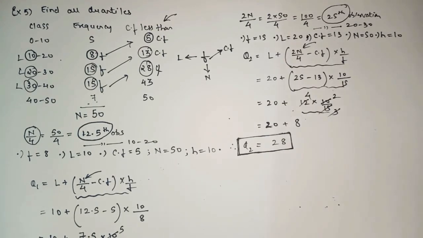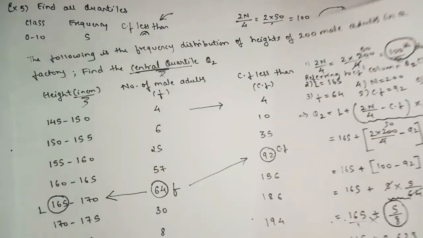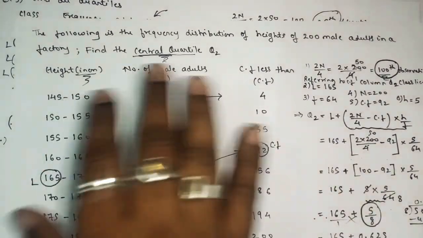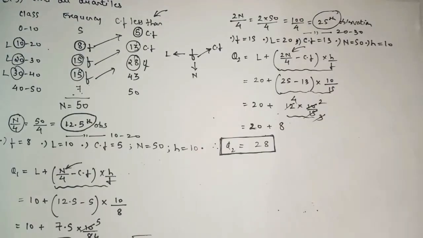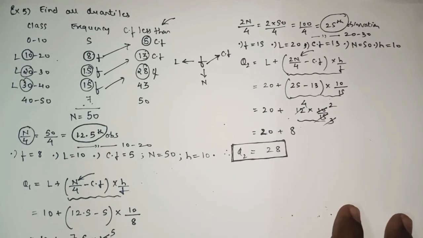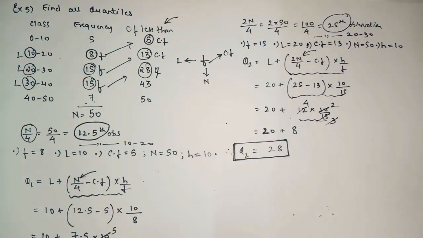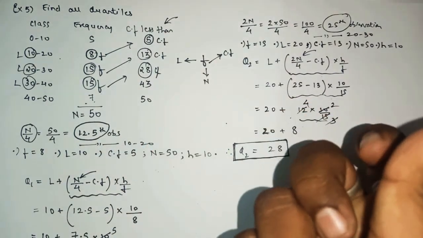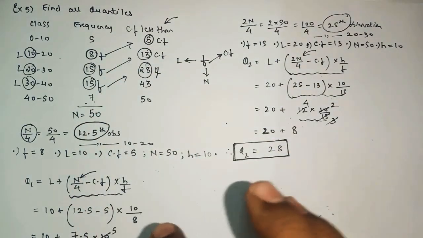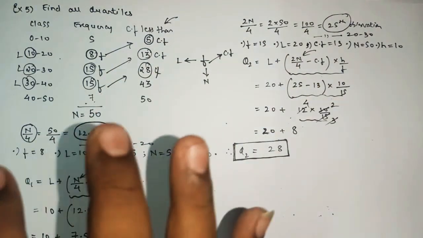As for type number 3, we took two examples. In the previous sum, we had to find only the central quartile, and in the second example, we had to find all the quartiles. Sometimes they will say you have to find only Q1, sometimes only Q2, sometimes Q3. Sometimes they will replace Q1, Q2, Q3 by lower, upper, below 25, below 50. All this you must know.